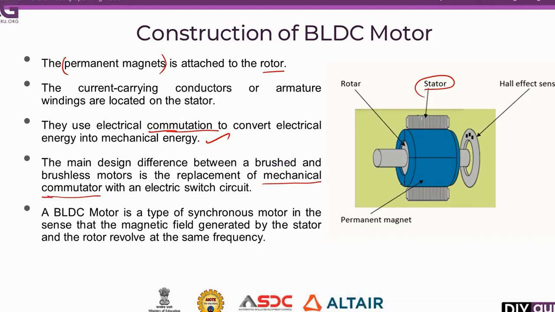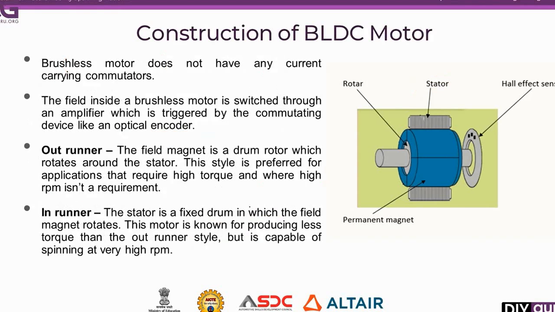A BLDC motor is a type of synchronous motor in the sense that the magnetic fields generated by the stator and the rotor revolve at the same frequency. It is similar to the synchronous motor. The brushless motor does not have any current carrying commutators. Commutators are completely removed. The field inside the brushless motor is switched through an amplifier which is triggered by the commutating device.